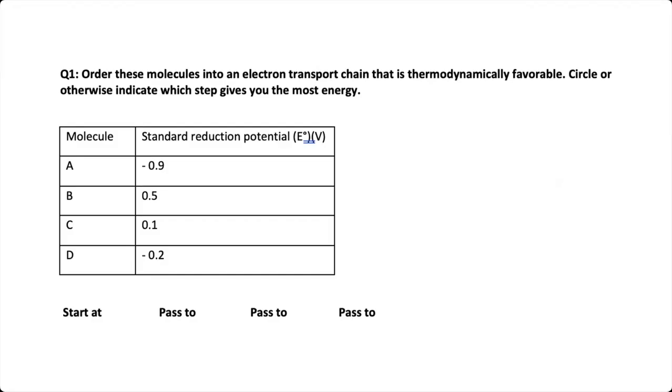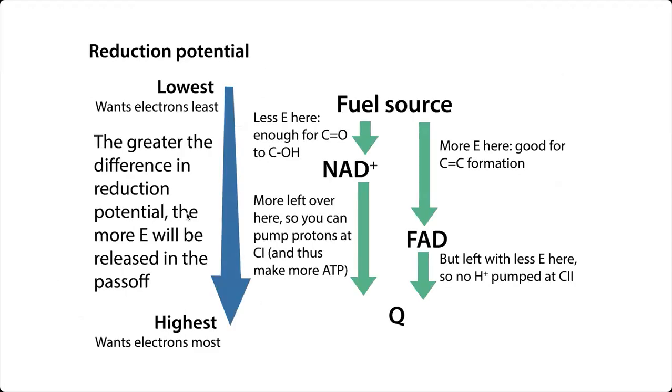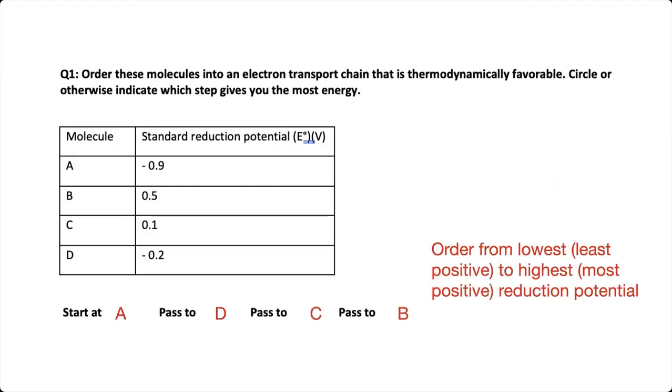The most positive is going to be the highest reduction potential. The least positive is going to be the lowest reduction potential. And so we want to start at the one with the lowest and go to the one with the highest, the one that wants it the least to the one that wants it the most. So we want to look for the least positive, which is going to be our minus 0.9. So we're going to start at A. Then the next one would be our D, the next one our C, and then finally our B. So we order from the lowest, the least positive, to the highest, the most positive reduction potential.